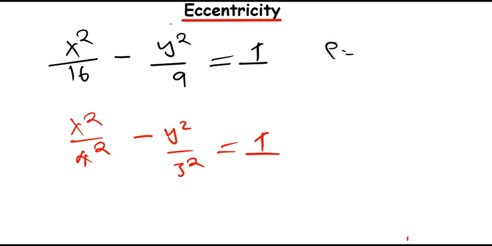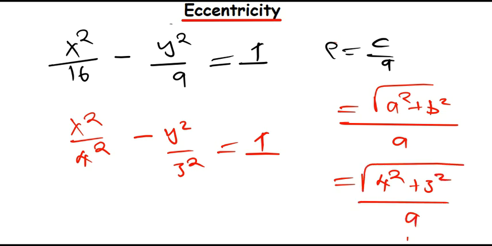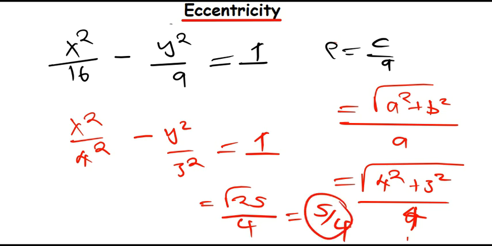So e is equal to c over a, and then our c, we'll just do the opposite of what we have. So we're going to have the square root of a squared plus b squared, over a. A squared is 4 squared, b squared is 3 squared, over a. So we're going to have 16 plus 9 on top, which will give us 25, over our a, which is 4. So we're going to have 5 over 4, which is of course greater than 1. Okay, that's how you handle these two basic questions.